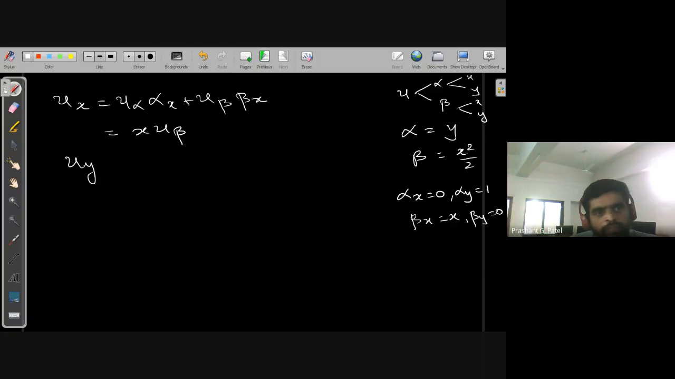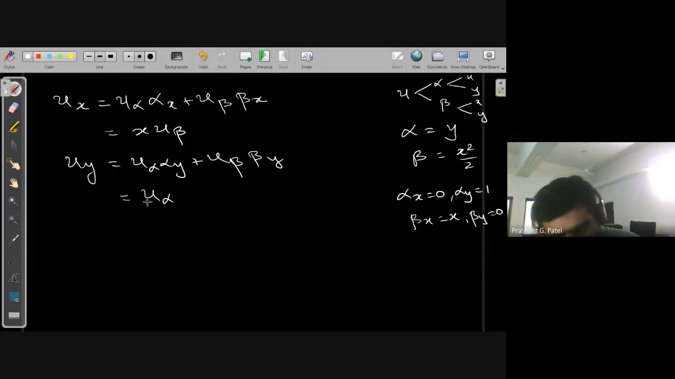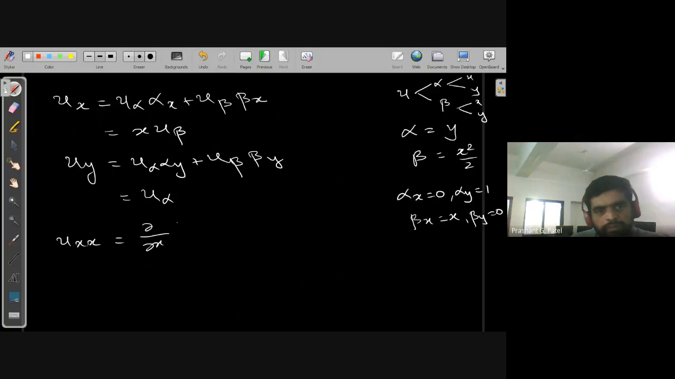Then uy is u alpha, alpha y plus u beta, beta y. Alpha y is 1, and beta y is 0, so only u alpha is there. Now to calculate uxx, uxx is the derivative of this.